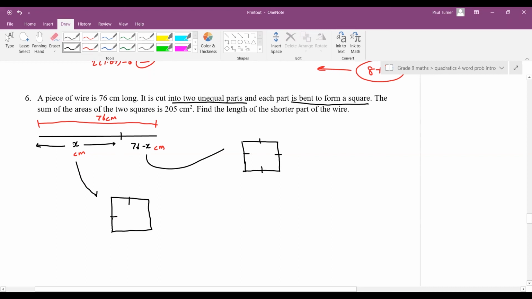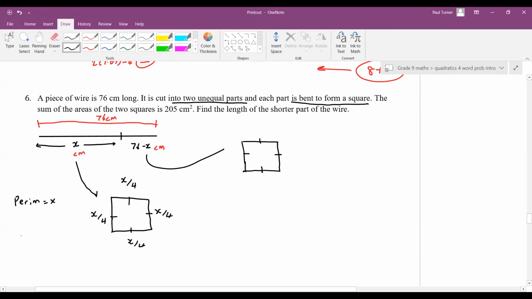So what that means is that actually the perimeter of your square is X, this one here. So the total length around here is X, and each side is the same. So this length must be X on 4, and this side X on 4, and this is X on 4, and this is X on 4.